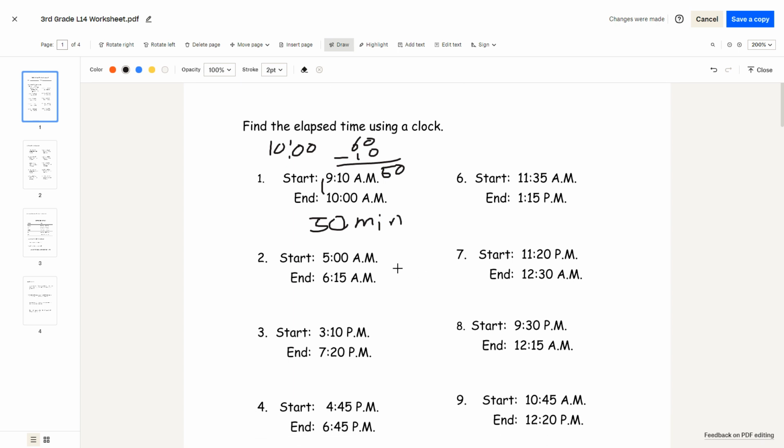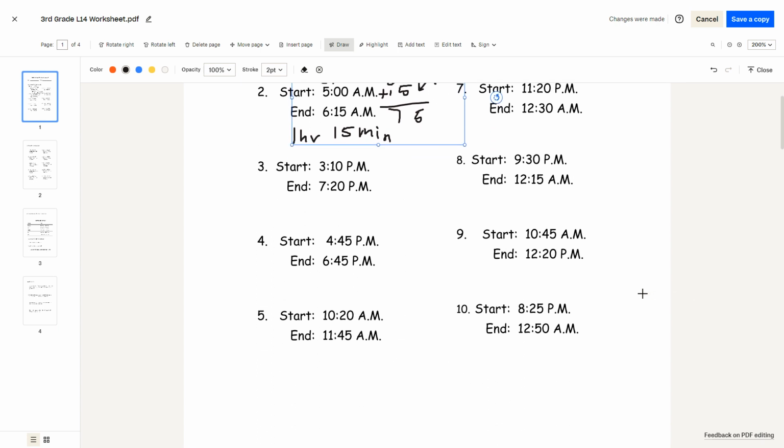Okay, then we do number two. We can do the same thing here. We already know that 60 minutes makes 1 hour, so we can just add 60 to this. That makes 6 o'clock right now, right? And we need to hit 6:15, so we add another 15 to this. And we know that there can only be 60 minutes, so we do 1 hour and 15 minutes, because this is 1 hour and this is 15 minutes, right?